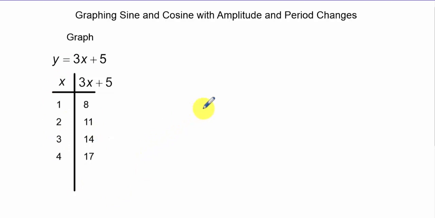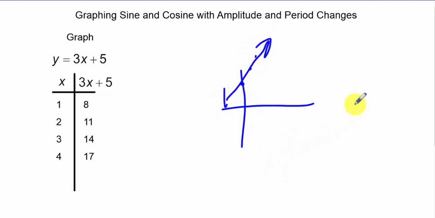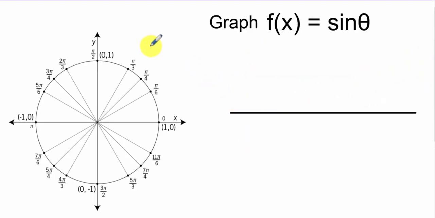So I've displayed those right here, and then we found all those points and drew the graph, and we're done. It's no different for sine and cosine values, except we don't necessarily get sine and cosine values easily from a table. We get them easily from the unit circle.